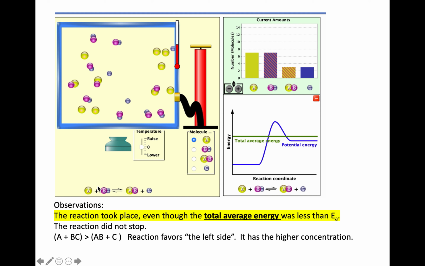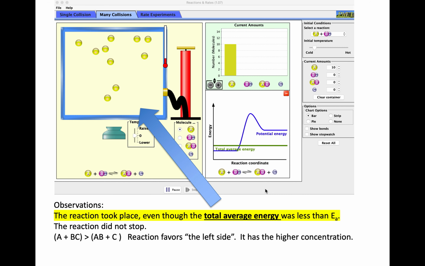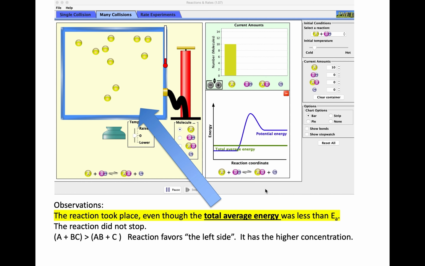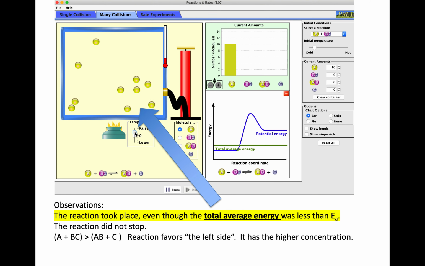So a key thing here on the reaction taking place, even though the total average energy was less than the energy of activation, a key feature there is this is describing the total average energy. To make that clear, let's zoom in on this feature right here. I'm just going to see what happens if we're looking at these particles A. If we raise the temperature, the total average energy is going up. But that doesn't mean all of the particles have the same kinetic energy as each other. Some are moving a lot faster, and some of them are really close to being at a standstill.